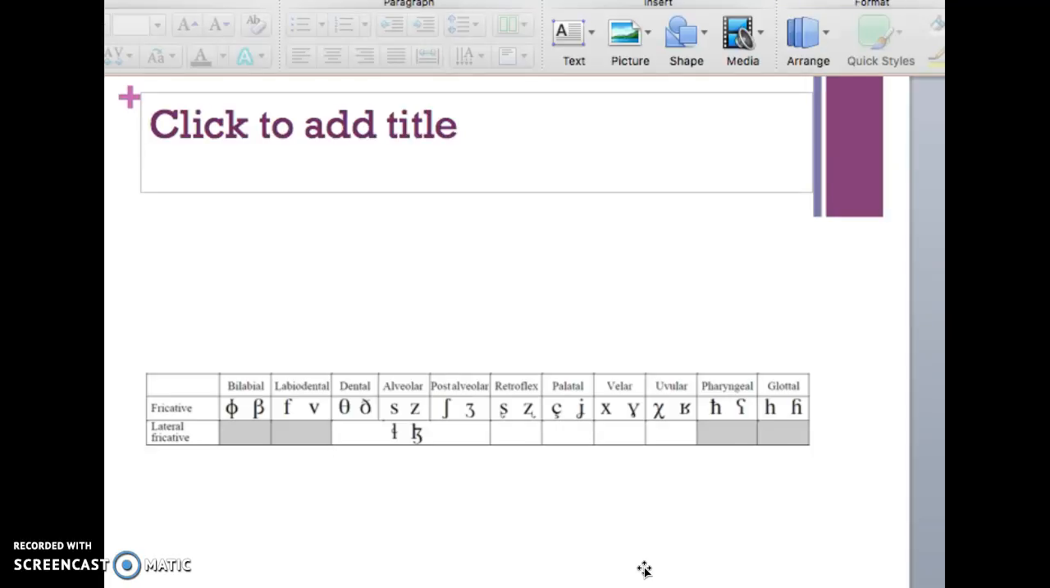So I want you to take a small quiz now and see if you can tell me which fricative symbol is needed for each of these words.